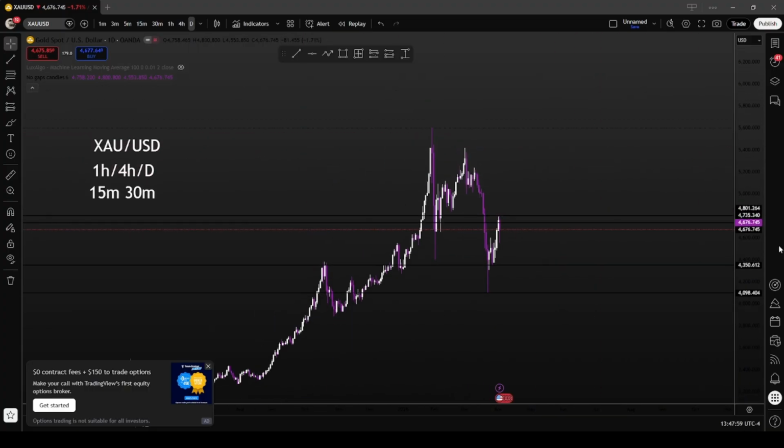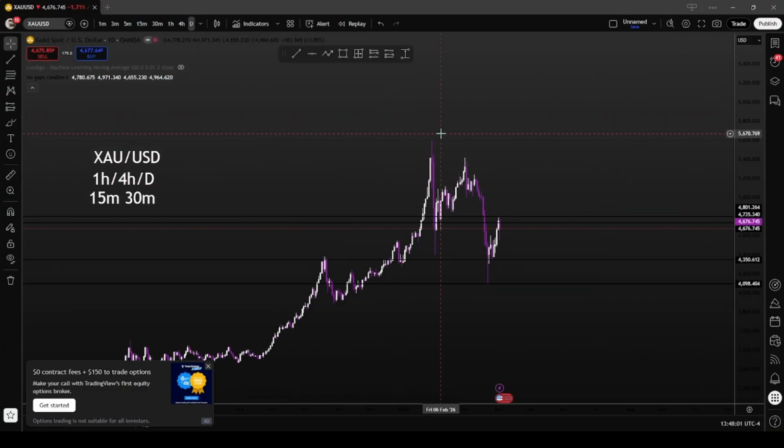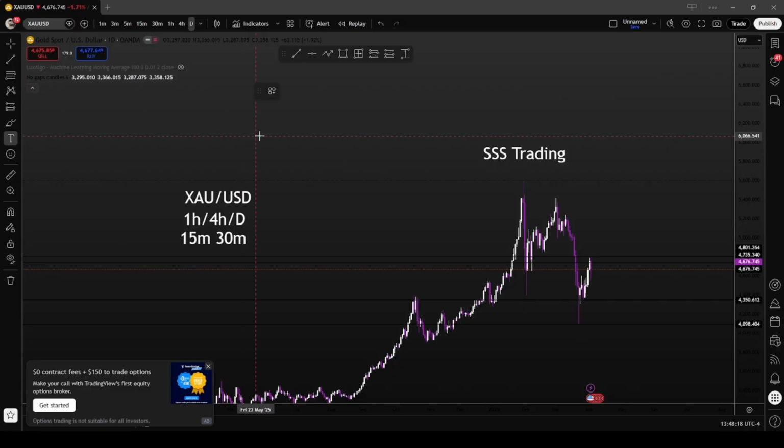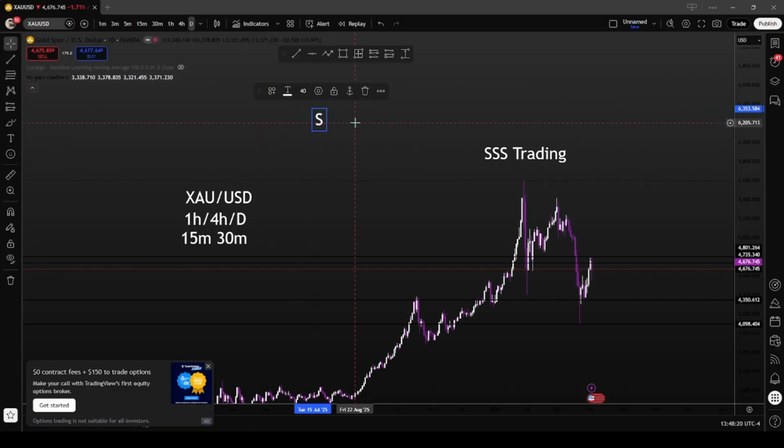Now let's get into the actual SSS trading strategy lesson here. So what SSS stands for? We have the first S standing for signal.